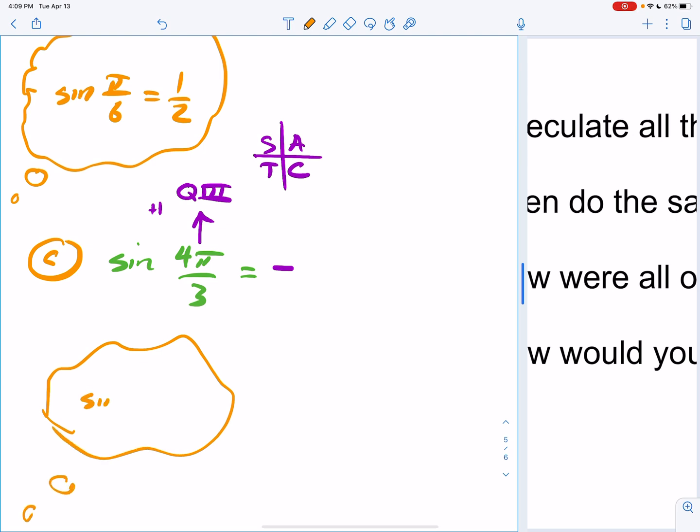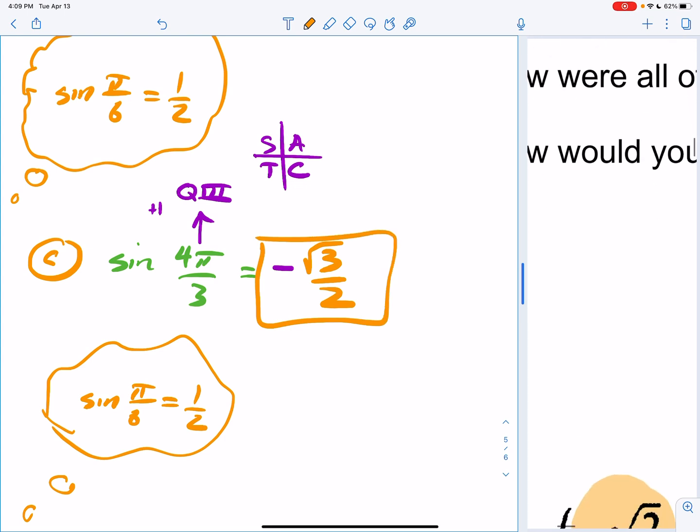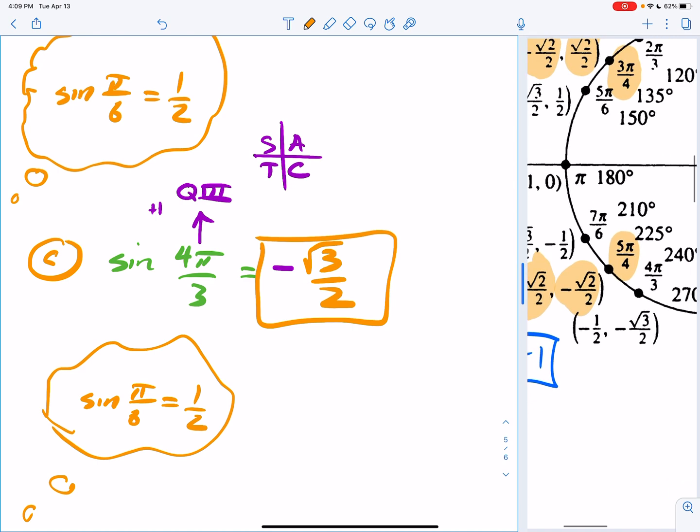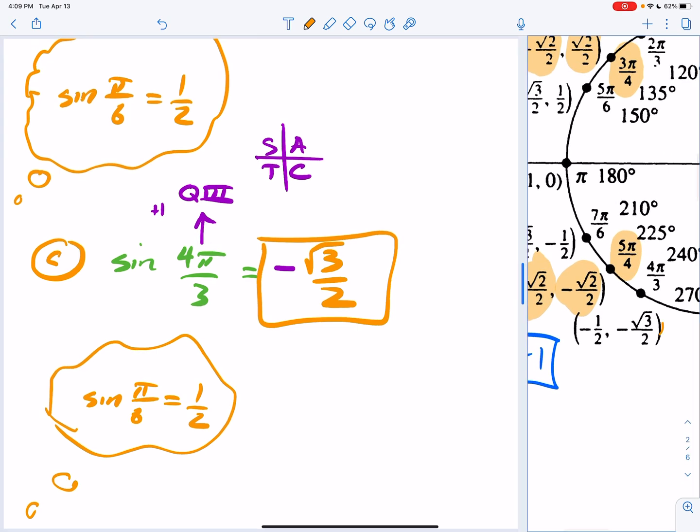I remember when Mr. Lee said sine of pi over 6 is 1/2. This is the sine of something over 3, so I know it can't be 1/2, so it has to be the other one. So it's negative rad 3 over 2. You go to your unit circle, you're going to check, you're going to feel awesome. Sine is the y coordinate. Sine of 4 pi over 3 is negative rad 3 over 2.